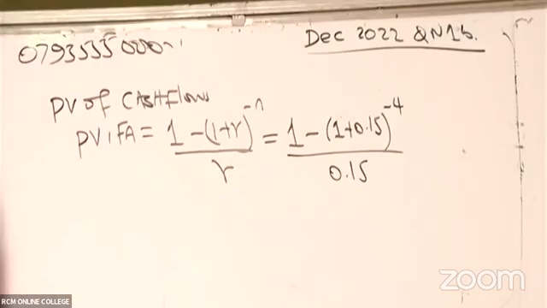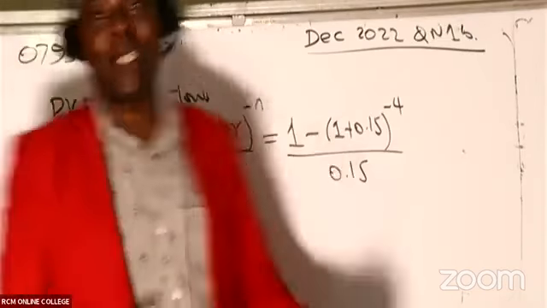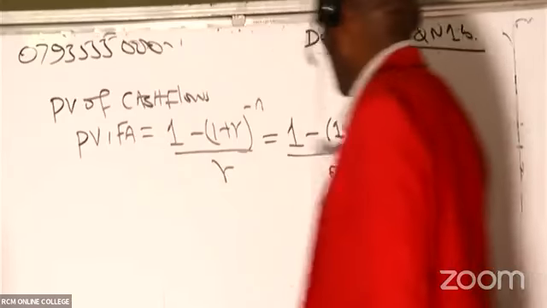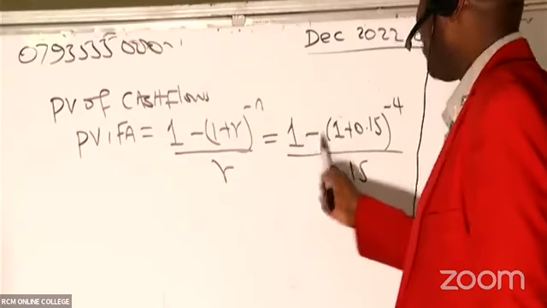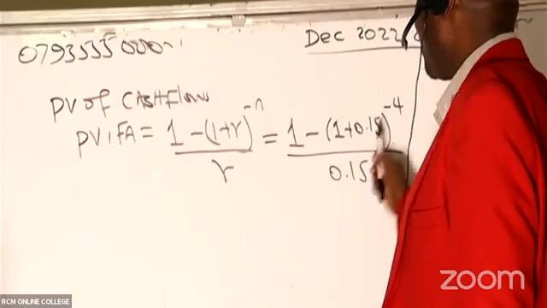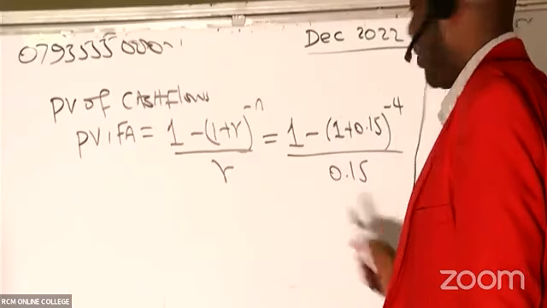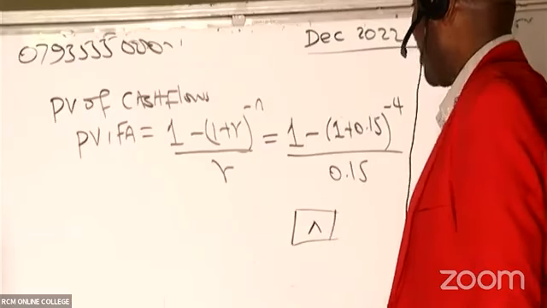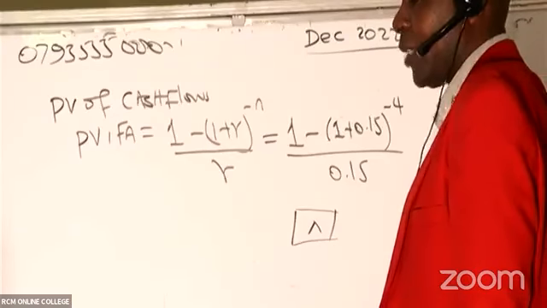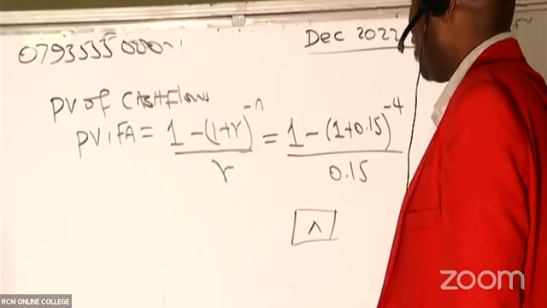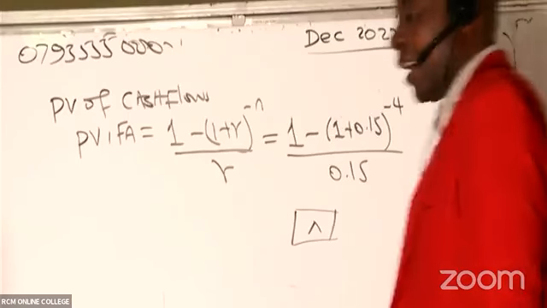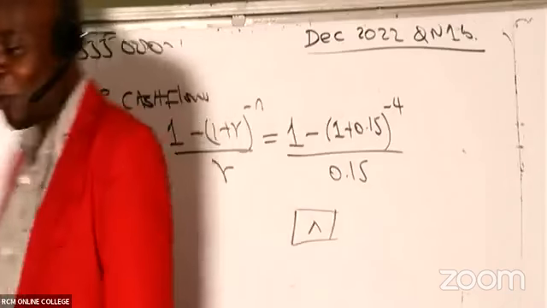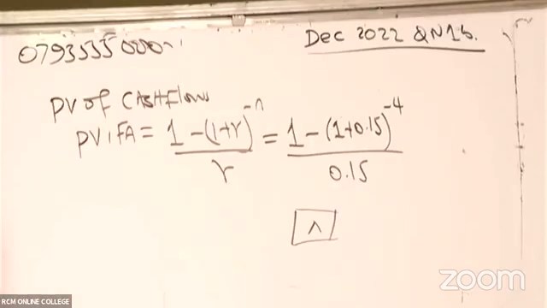So here you have to use your calculator. You must be courageous here, calculator. Give us the answer slowly. You say 1 minus 1.15. Don't forget in this case to raise in your calculator to the power of -4. After you raise, don't forget to say equals. Whatever you get there, you divide it by 0.15. Give me your answer in 4 decimal places as usual.